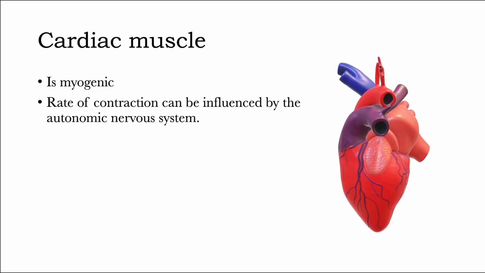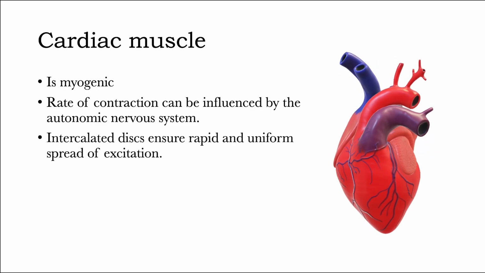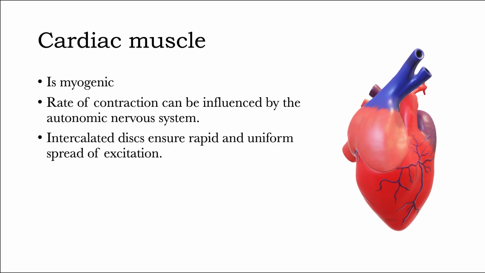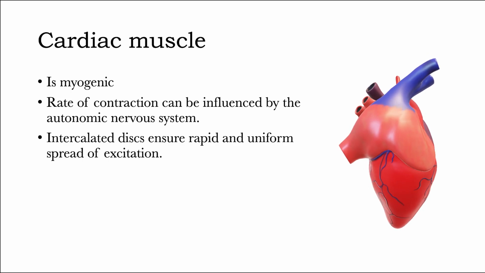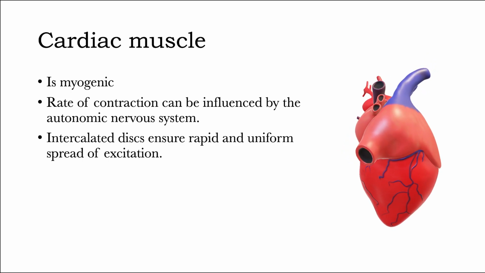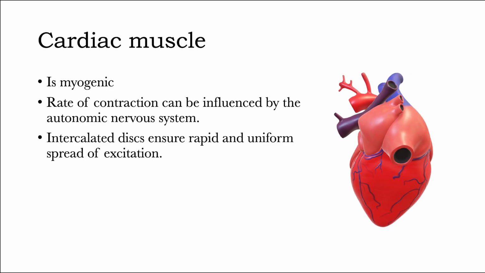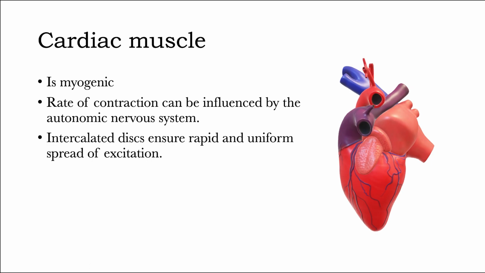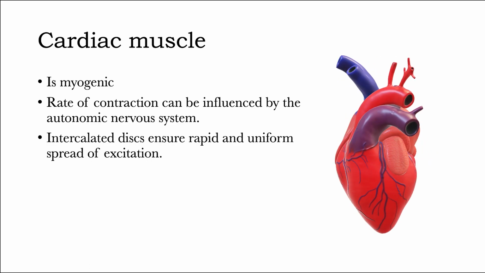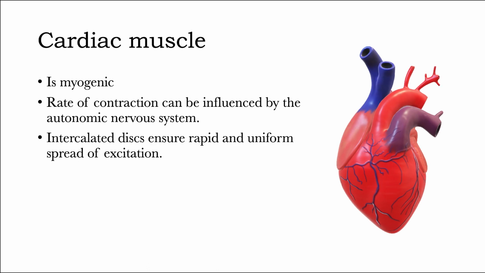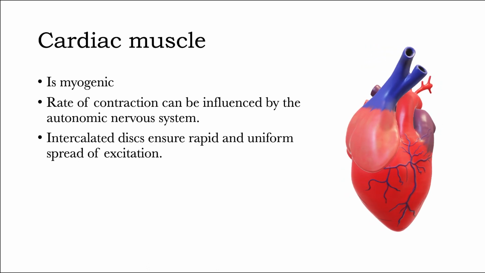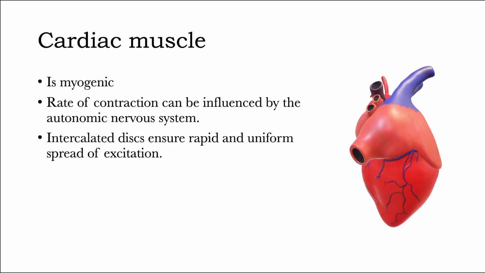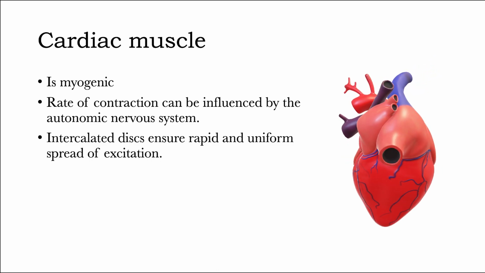The intercalated discs ensure rapid and uniform spread of excitation. When we talk about how the heart contracts, it has to contract with a delay. The atrium has to contract first, and the ventricles contract a little bit after the atrium contracts, and they contract upwards. This is possible because of the intercalated discs. They control the direction of the spread of the excitation, and they make sure it is rapid. I always tell people, once your cardiac muscle gets tired, you die.